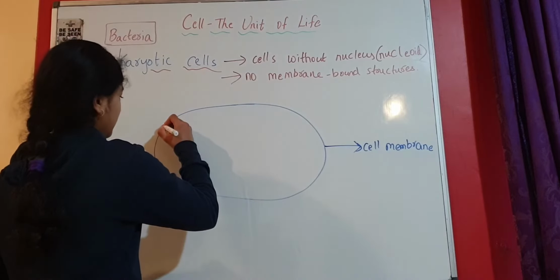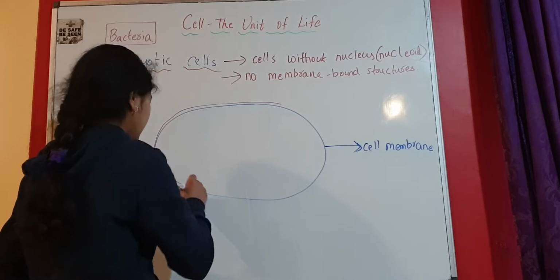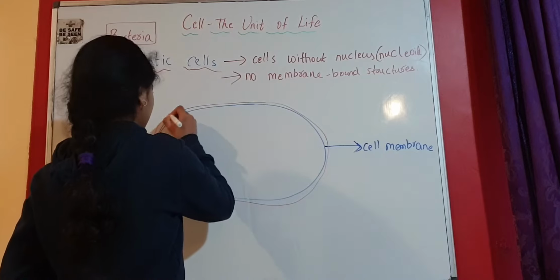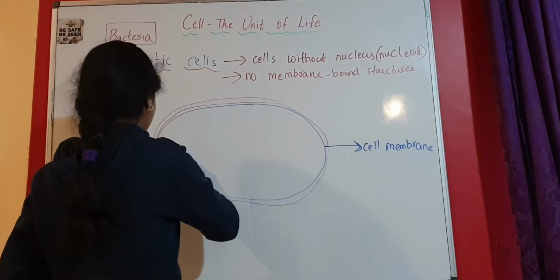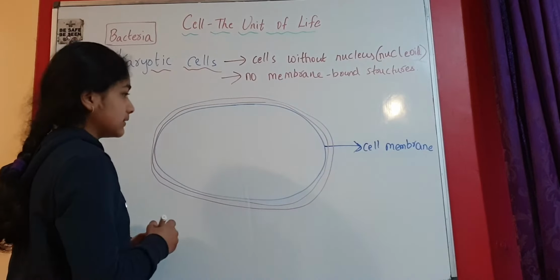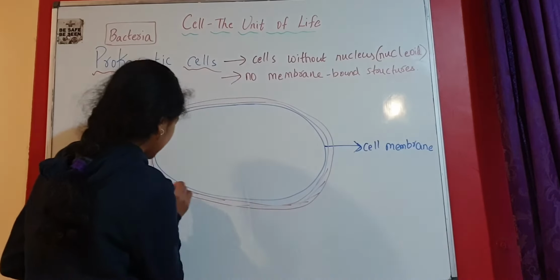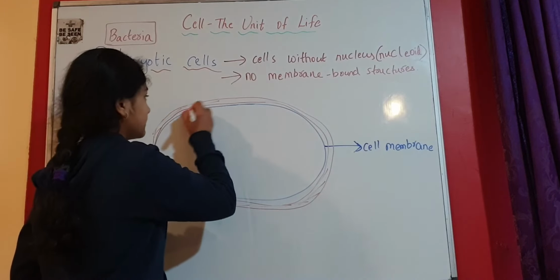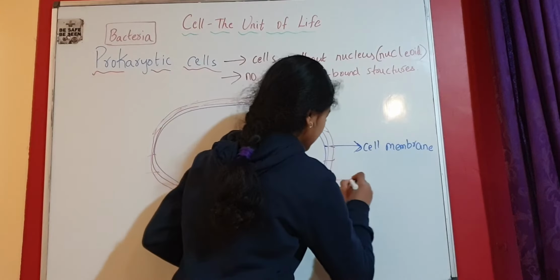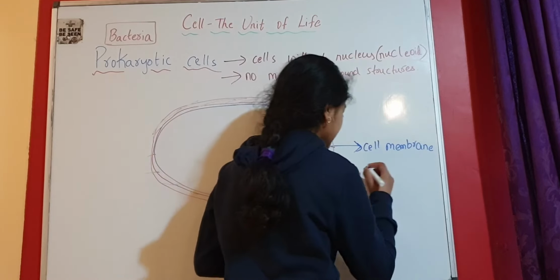Next, around the cell, we have a layer like this, and we can just shade it in so that we know that this is the outer layer of the cell. This has a special name, and this is called the cell wall.